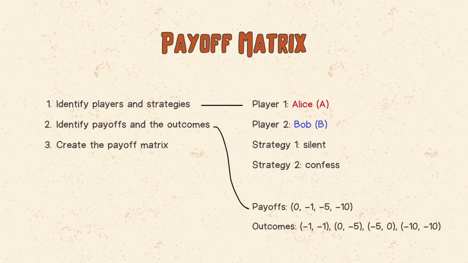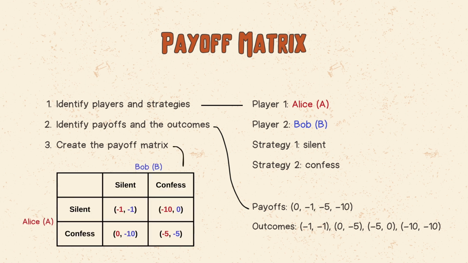And third, create a payoff matrix, where it shows the players, the strategies, and the payoffs for each possible combination of strategies. The rows correspond to the strategies of one player, and the columns correspond to the strategies of another player. The cells contain the payoffs for each player, usually in the order of the row player and the column player. For example, in the prisoner's dilemma, the table looks like this. This table shows that if Alice and Bob both confess, they both get 5 years in jail. If Alice stays quiet and Bob confesses, Alice gets 10 years and Bob gets 0 years, and if Alice and Bob both stay quiet, they both get 1 year in jail.